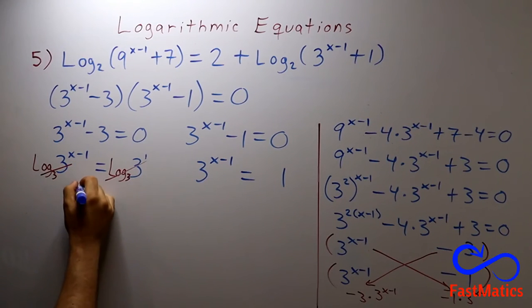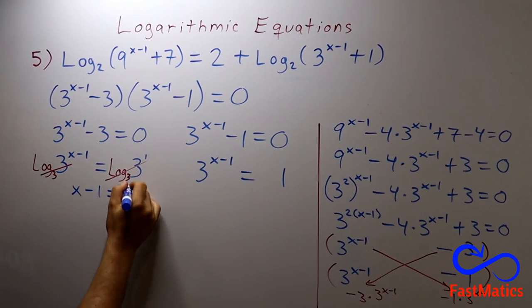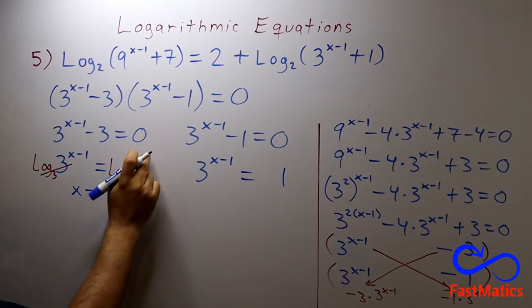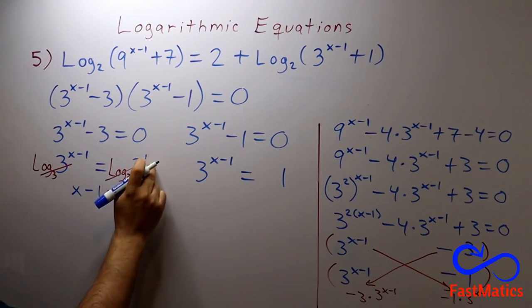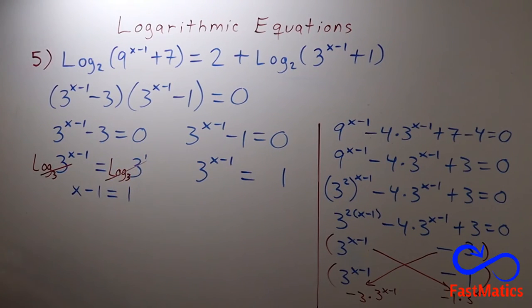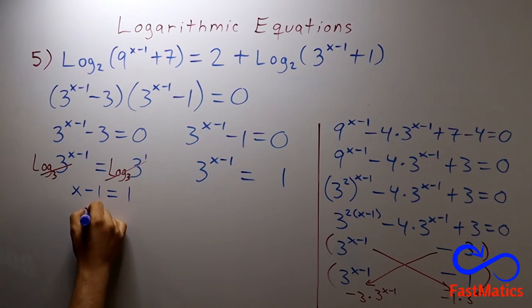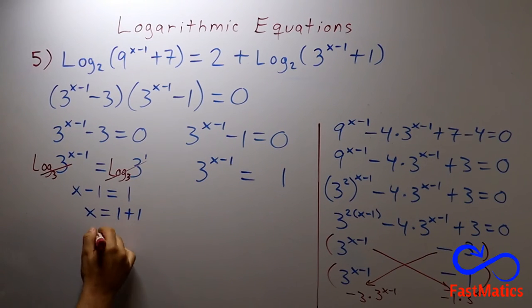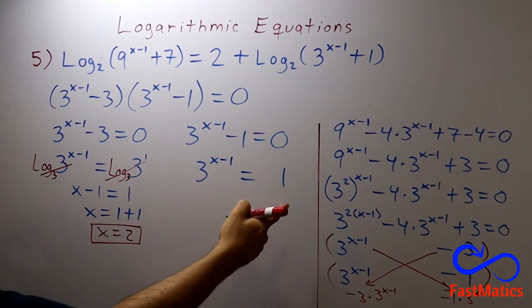So you will write x minus 1 is equal to 1. Be careful, please. Not 0, 1. Because you eliminate this part, but the exponent is 1, so you write 1. Finally, you pass the negative 1 to the right side, and you will get x is equal to 1 plus 1, that is 2.